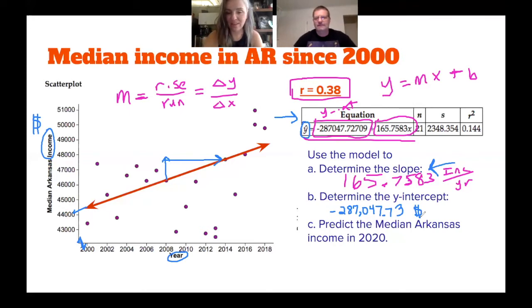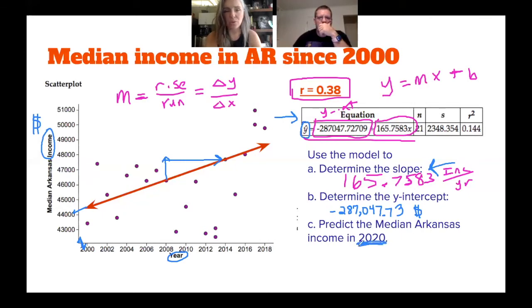Right. Okay? And this is a little bit of the idea of extrapolation, of going too far. The model may fit the data we have from 2000 to 2018, but I can't go down to year zero and I can't extend this out too far in either direction. So I'm not going to tell you what you're going to make in year 3000. I'm not going to let the model tell me that.